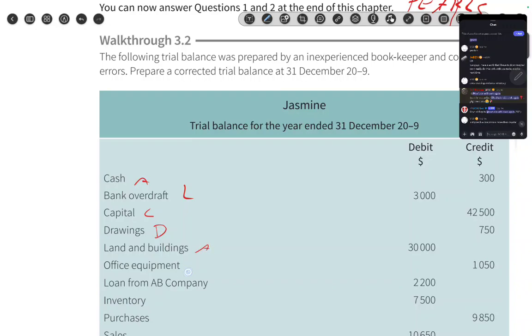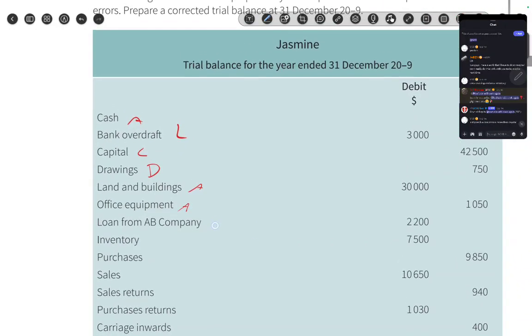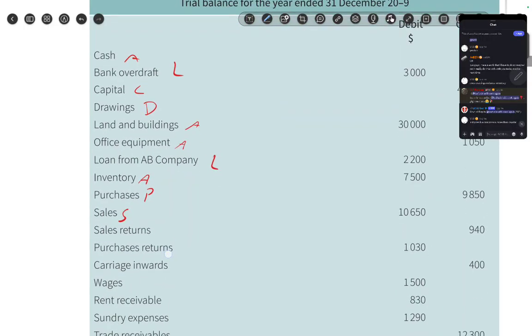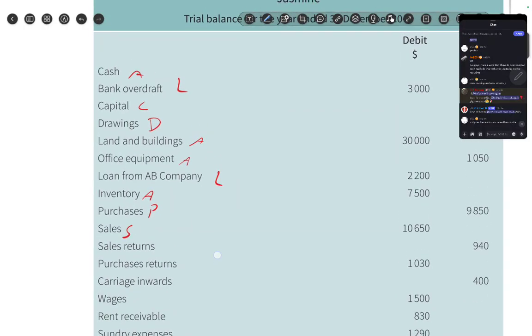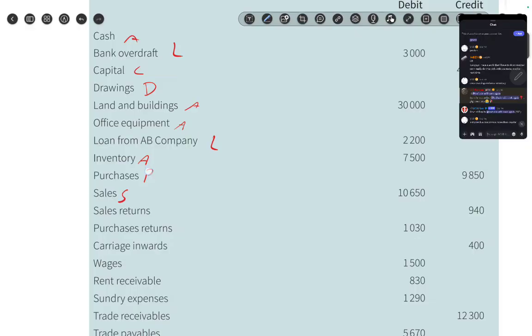This is an asset, it is going to be debited. This is asset debited. This liability credited. This is asset debit. Purchase is also debited, like it is in nature. And then sales is also credited. If sales is credited, then sales return will of course be debited. If purchases are debited, then purchase return will of course be credited.